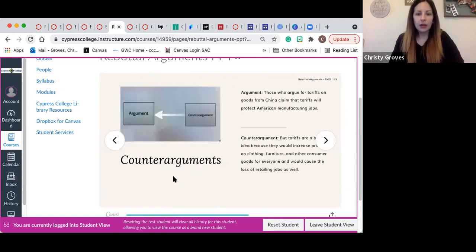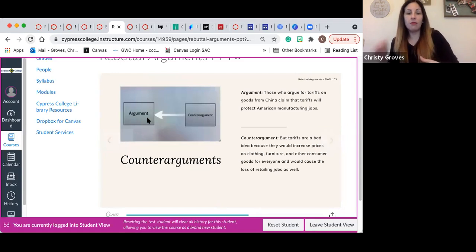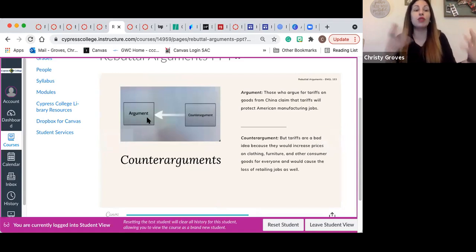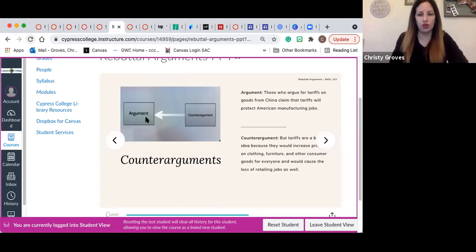Now, we look at a counter argument approach, right? So here's my little diagram. We just directly address the argument overall, right? We make our own argument that doesn't necessarily address the reasons presented for the original argument.